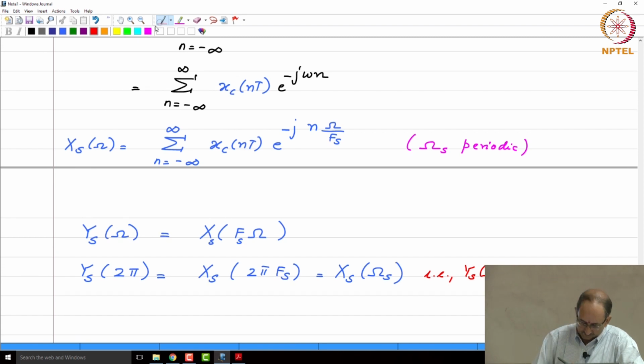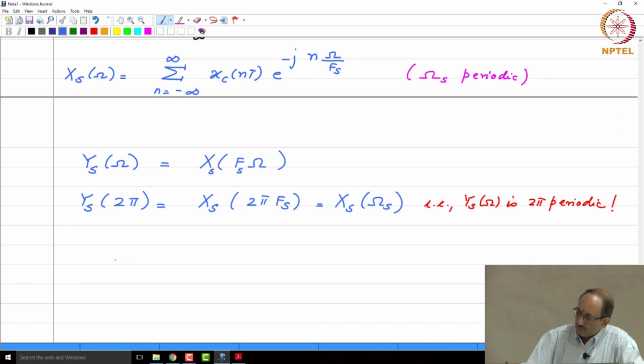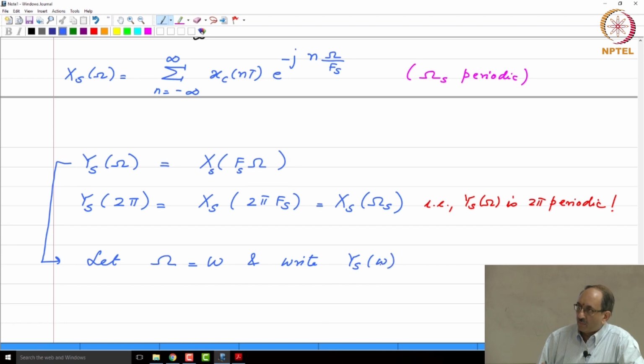Now, what we will do is we will replace omega by little omega, that is in Ys of omega, which is 2 pi periodic, we will relabel the independent axis, cap omega, by little omega, right. Remember now we have relabeled the independent axis from cap omega to little omega, and then write Ys of omega as x of e to the j omega.